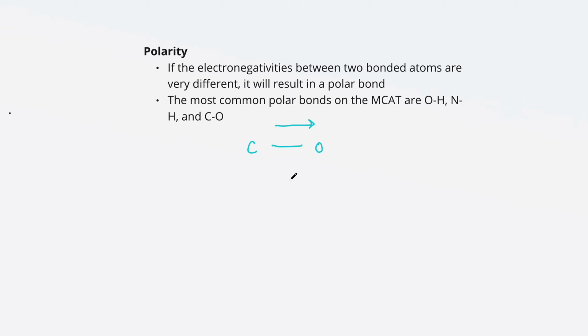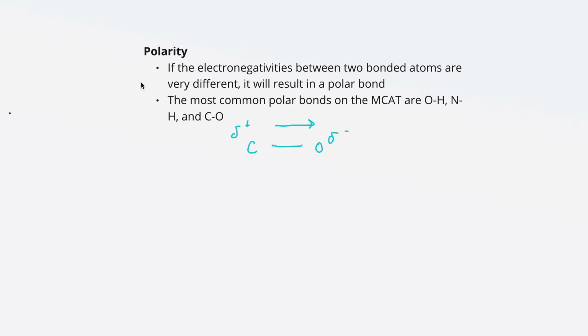So the electrons are still going to be orbiting around carbon and around oxygen, but they will just tend to be closer to oxygen, and then they'll just spend more time around oxygen. So since the electrons tend to be closer to oxygen, the oxygen gets a partial negative charge, which we represent with this symbol here. So that's partial negative.